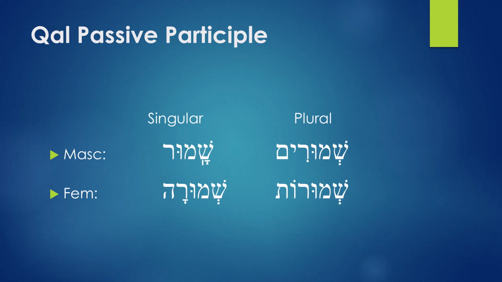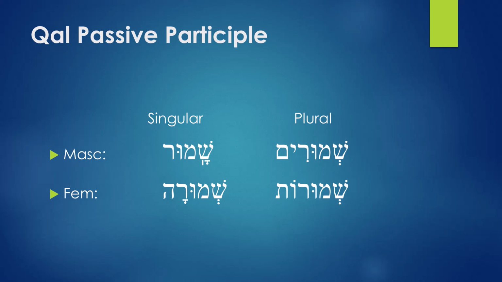And when you start adding endings, you have shemurim, masculine plural. Translation is still the same, being kept. In the feminine singular, you have shemura, being kept. Feminine plural, you have shemurot. Translation is still the same, being kept.